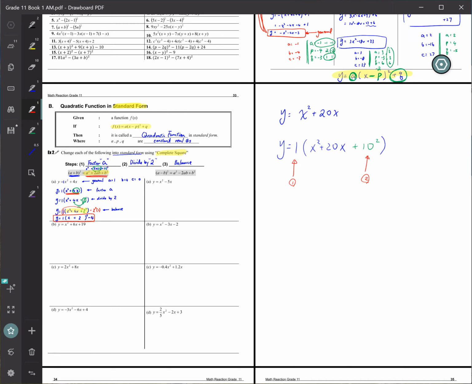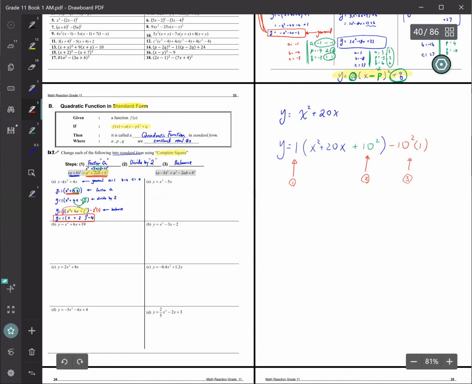You have to balance it. Yeah, and what's the part that we need to balance? You have to balance the 10 squared. So what should we do? Add or subtract? Subtract 10 squared. Just 10 squared? And then the 1. Yes, very good. Okay, so you can see that the 3 steps are done in one line.